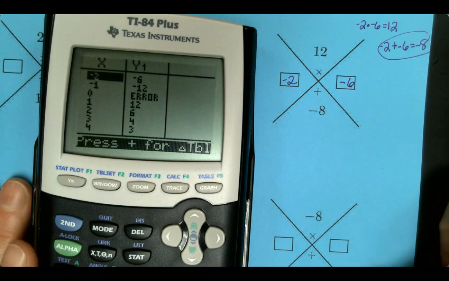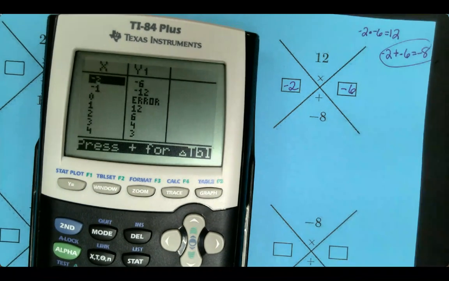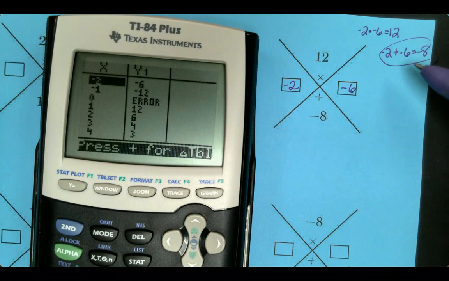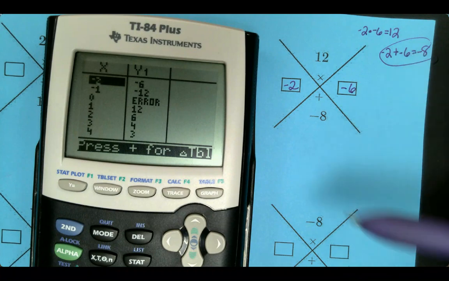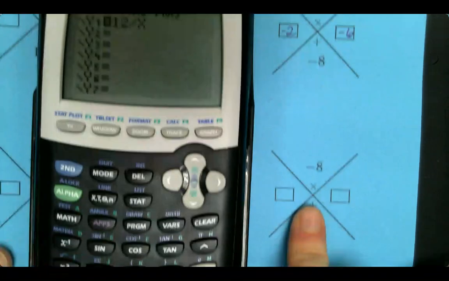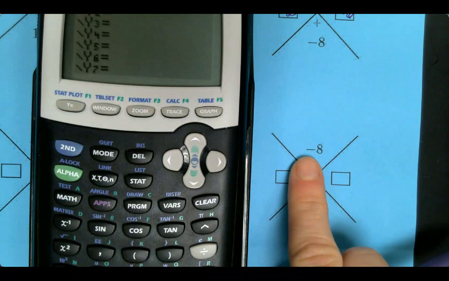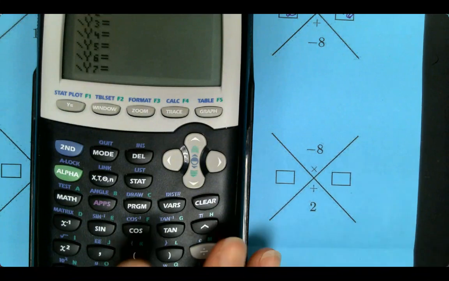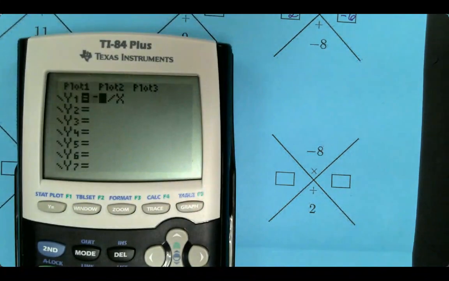So a lot of people just don't want to do it if it has any negatives, but you can do it. It's the same thing. You just go up your table to find some negatives. All right, let's do one down. Negative 8 product, sum of positive 2. So in your calculator, negative 8 divided by x.